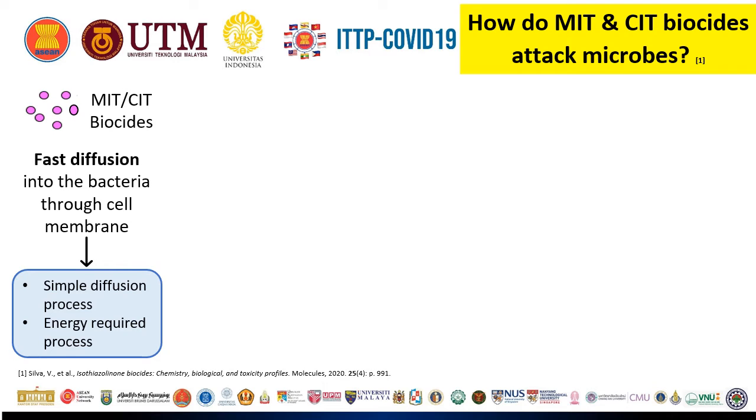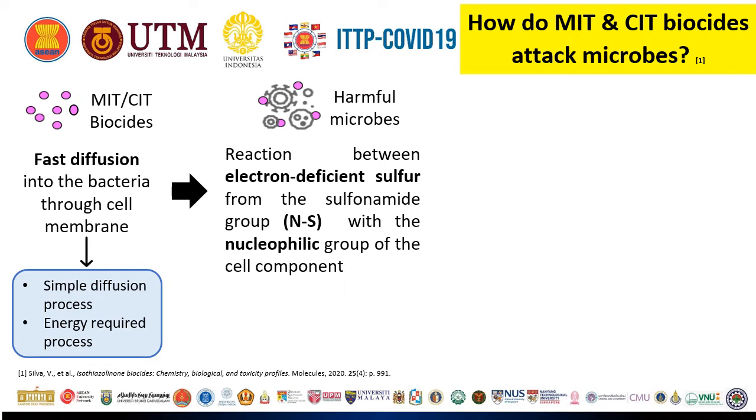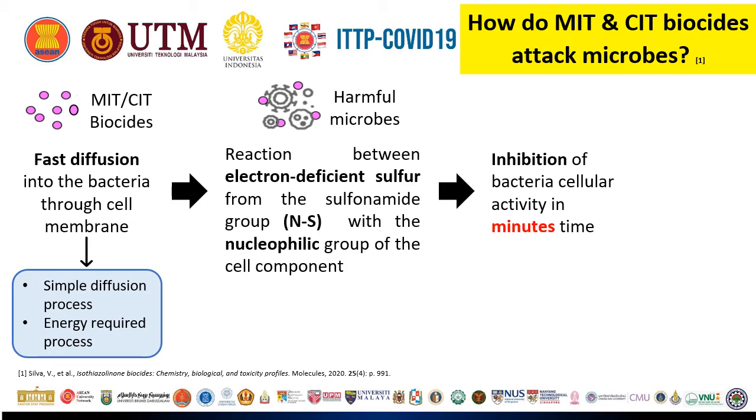The mechanism of how these MIT and CIT biocides work is that first, they diffuse into the bacteria through the cell membrane with a simple diffusion process and also an energy-required process. After the diffusion, they react with the nucleophile group of the cell component through the electron deficient sulfur from the sulfonamide group. This results in the inhibition of bacterial cellular activities within minutes, leading to cell death.